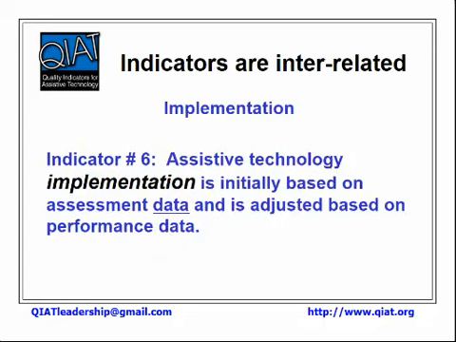And the last one, and you might in reading these find that there are others that tangentially do deal with data, but these are ones that are just really right there. Indicator number 6 under implementation: assistive technology implementation is initially based on the assessment data, and we just talked about that with assessment, and is adjusted based on performance data. And implementation and evaluation of effectiveness go hand in hand. You really can't develop an effective implementation plan if you don't have embedded clearly the goals and how you're going to measure the progress towards those goals. So those are all just different indicators that might be particularly related to data collection.